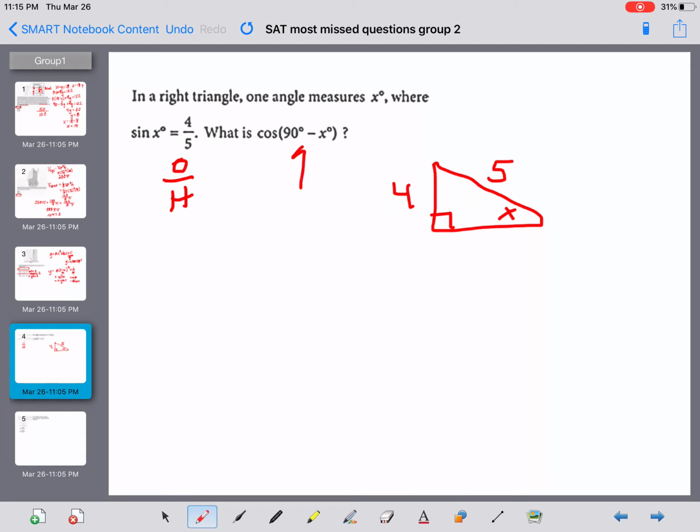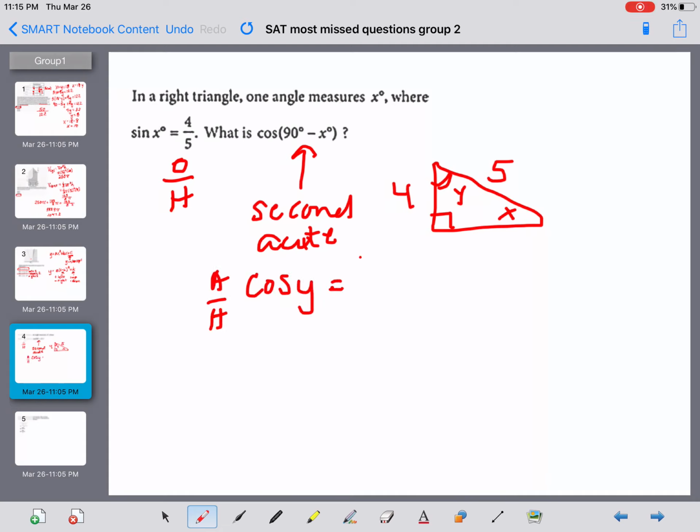Well, if you think about 90 minus x, that's the second acute angle. Don't mind my handwriting here, we're talking about this one right here. So I could change that to cosine of y. Well, cosine of y, that's adjacent over hypotenuse, so the adjacent side is 4, the hypotenuse is 5. So my answer is 4 over 5.